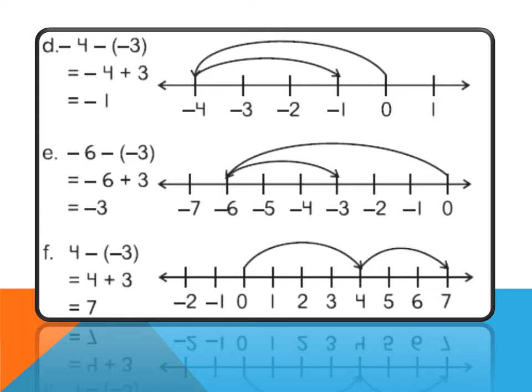Now let us discuss question number E. Minus 6 minus minus 3. So within the bracket there is a negative sign, outside the bracket there is a negative sign. Negative signs multiplied together will give you a positive sign. So our expression will become minus 6 plus 3, which will give you minus 3. So this is how we did it normally without using the number line.